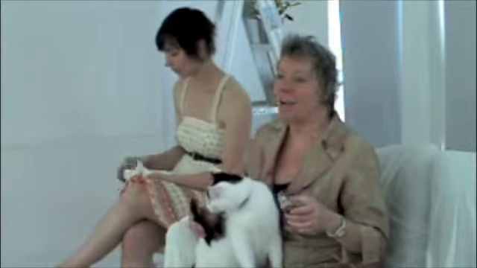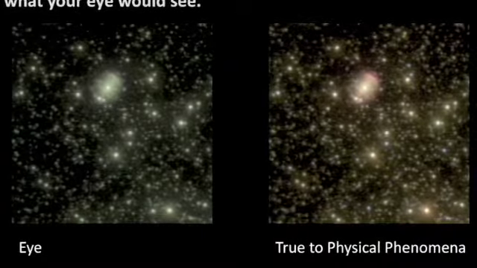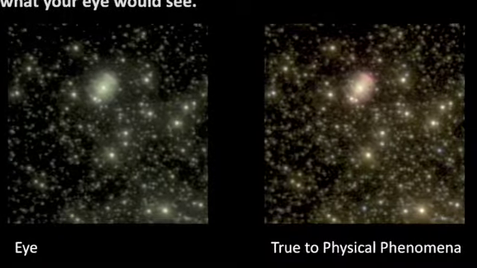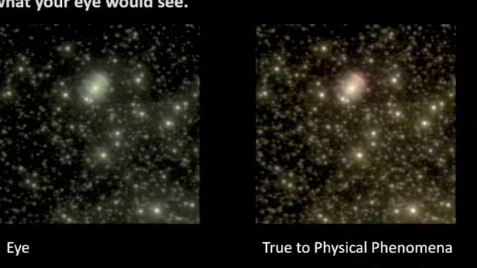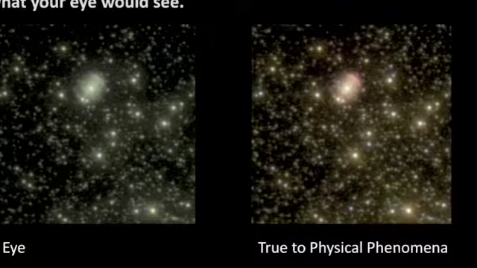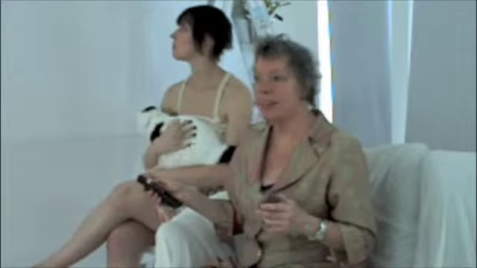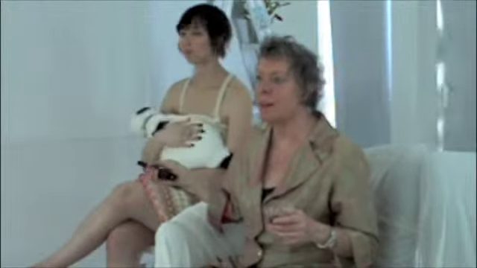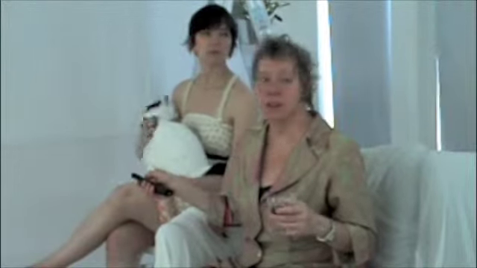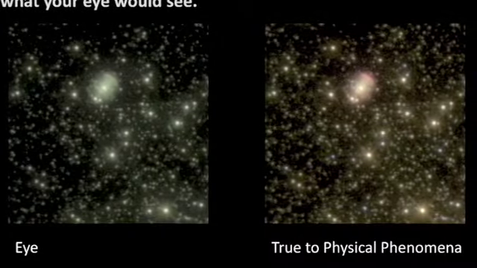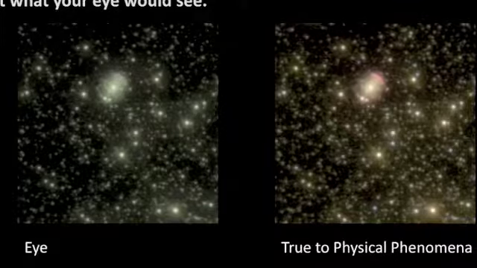Here's an example of what your eye would see. If you look at this planetary nebula in a globular cluster, what you see is that it actually looks kind of greenish and all the stars look the same color. This is because your eye doesn't respond well to faint light. So what happens is your eye turns everything white and maybe a bit greenish. But if you take a spectrum of this planetary nebula and see which element is strongest, it turns out to be hydrogen. And hydrogen glows pink. So there we have a pink planetary nebula instead of a ghostly green planetary nebula.